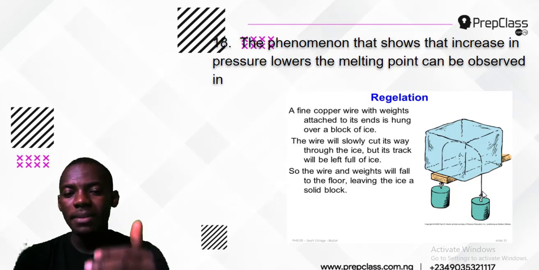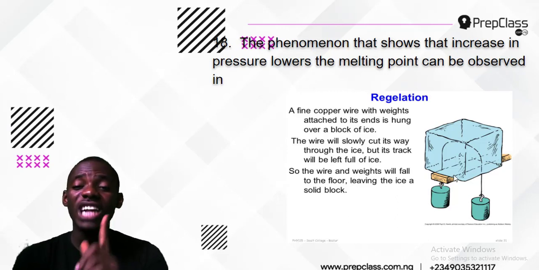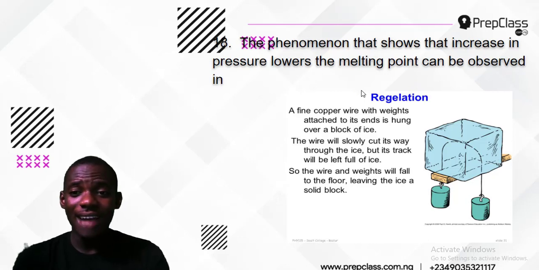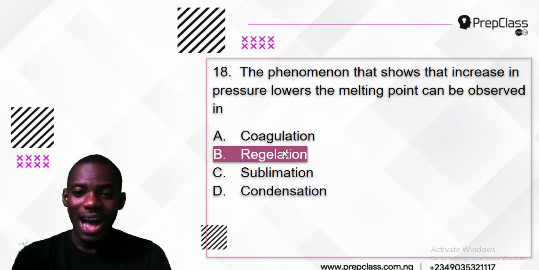It will keep going on until the wire moves through the ice and comes down. So it has lowered the melting point, passed through, and escaped to the lower part of the ice. This is called the regelation experiment, and it shows that pressure lowers melting point. The answer is simply regelation experiment.